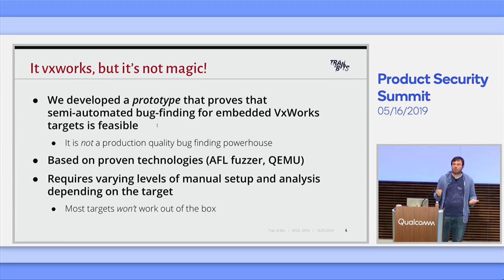Also, most targets are not going to work out of the box. Bringing up a new target that you're going after with this still takes considerable manual effort. It really helps if you have documentation. It helps even more if you have source code. But you can still do it without any of those things, like we had to. And we're going to talk about some tools and techniques that make this process easier. But bringing up a whole new target in the fuzzing platform is probably going to involve a fair bit of reverse engineering.